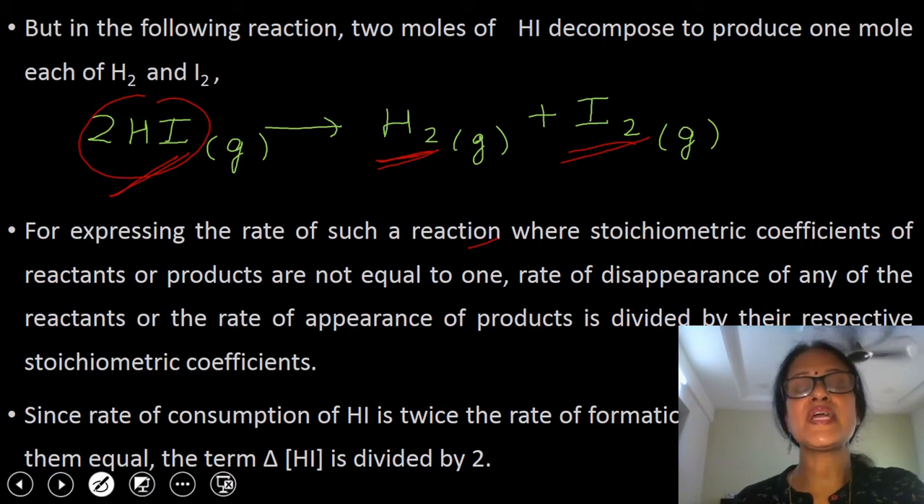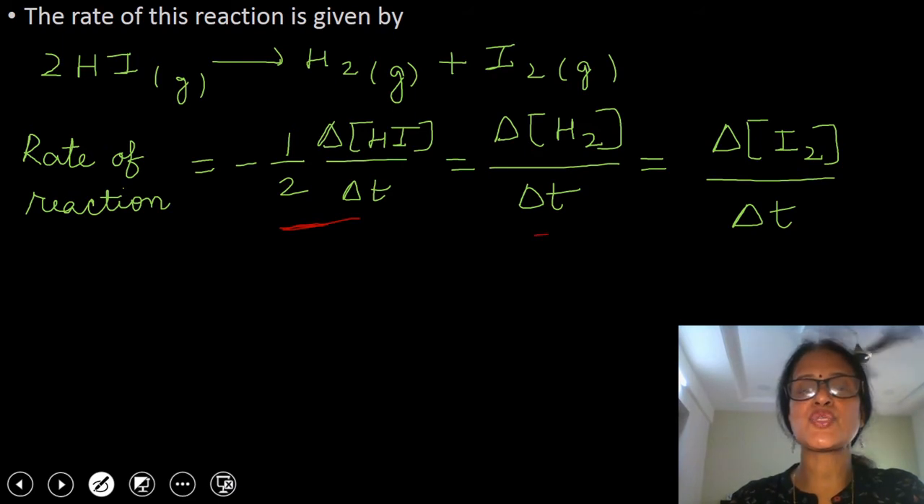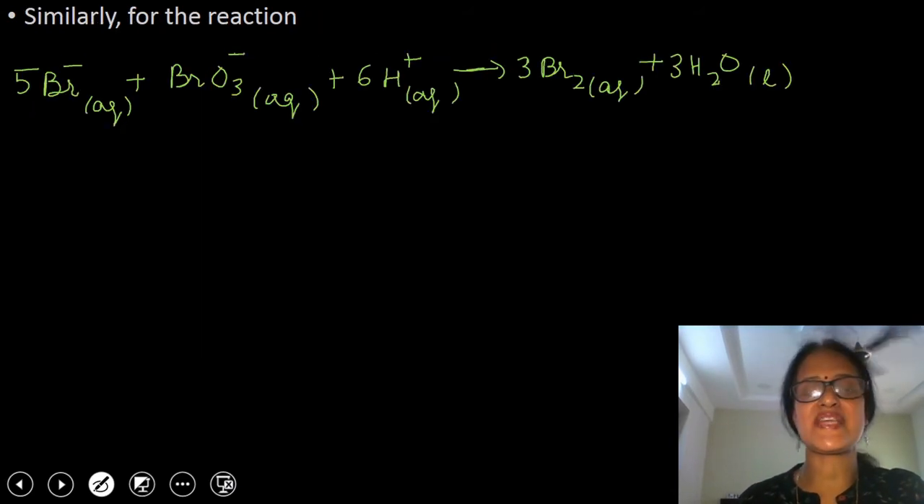So how can we write the rate expression for this reaction? When we express the rate of reaction in terms of decrease in concentration of HI, we have to multiply the term with 1 by 2. So the rate of reaction in terms of HI will be equal to minus 1 by 2 delta HI by delta t. That will be equal to delta H2 by delta t, and in terms of I2 it will be equal to delta I2 by delta t. Now we will write rate for this reaction.